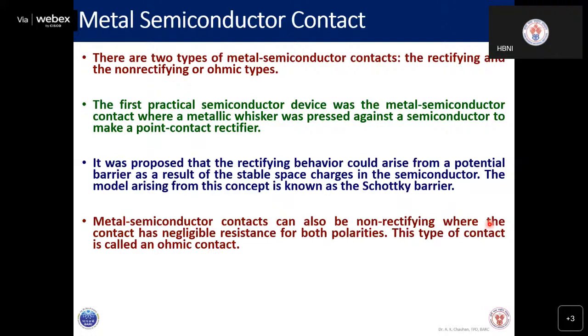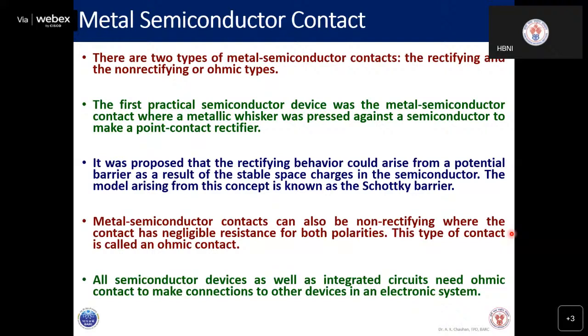Metal semiconductor contacts can also be non-rectifying, where the contact has negligible resistance for both polarities. There are special methods by which ohmic contacts are prepared. This type of contact is called an ohmic contact. Always remember that when you add a metal to a semiconductor, there will always be a Schottky barrier, and because of that barrier, the flow of current will be opposed in one direction.